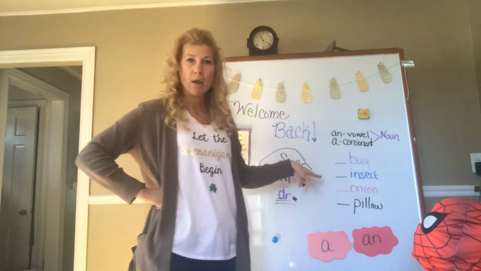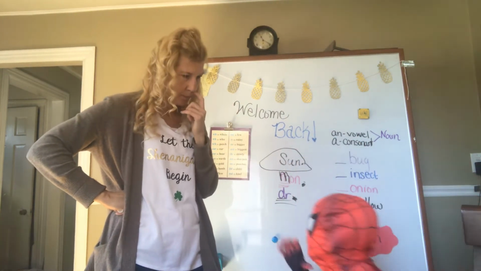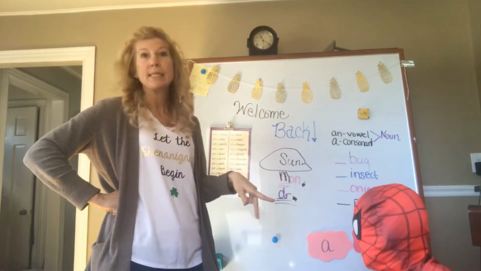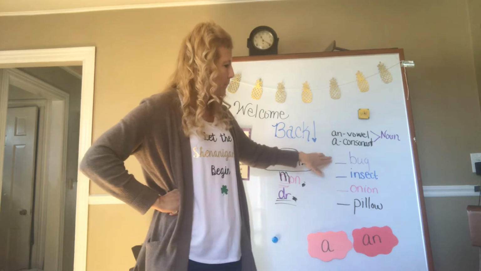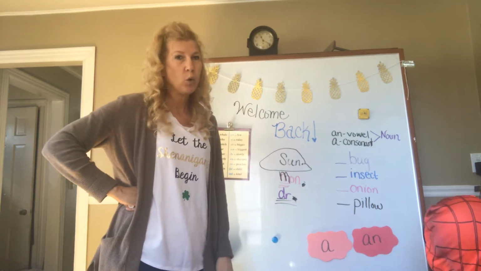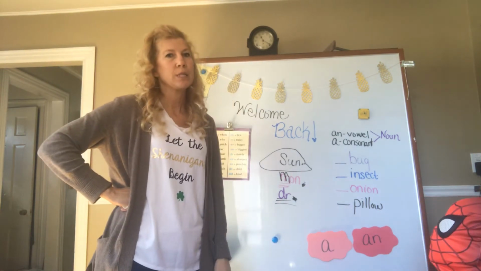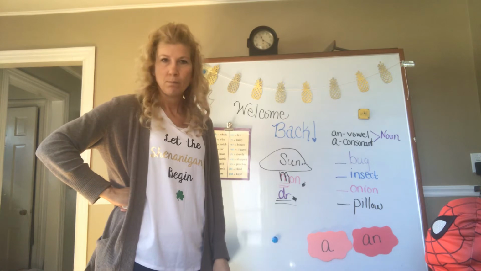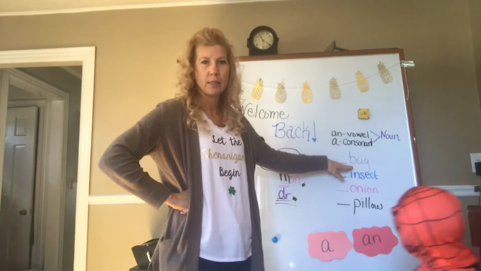I have some nouns that are not names, so these would be objects or things. We said Raylan. We did say Raylan. We didn't forget Raylan. I remembered him. All right, bug. Notice what bug starts with. Does it start with a vowel or does it start with a consonant? If you think it's a vowel, stand up. Not a vowel. If you think it's a consonant, spin around.